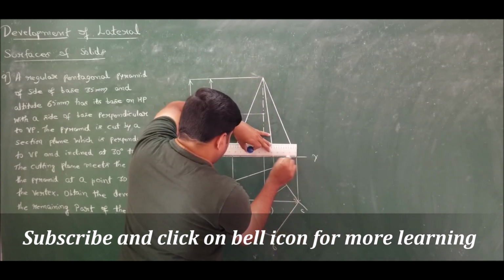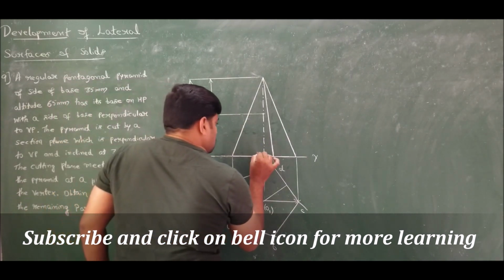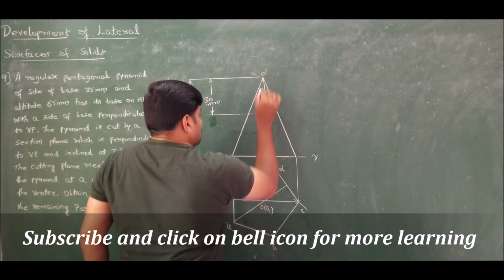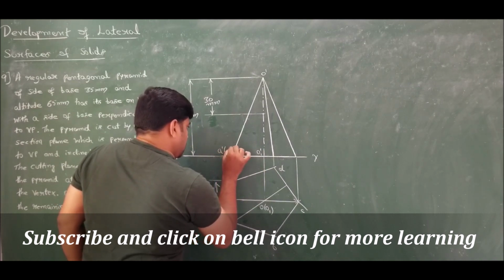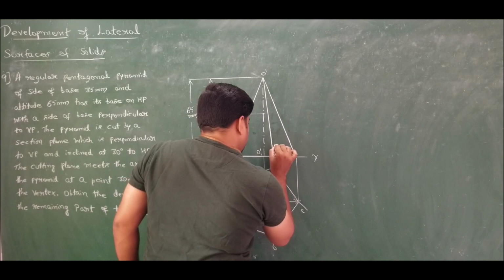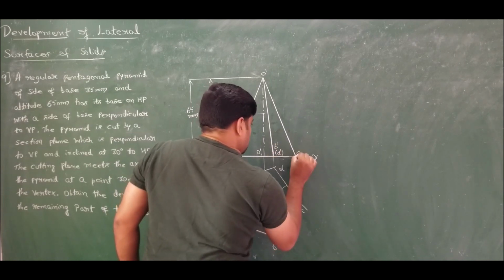This is the required front view of the pentagonal pyramid. This is O1 dash, O dash. Here A dash is visible, E dash is invisible. Here B dash is visible, D dash is invisible. Here we have C dash.